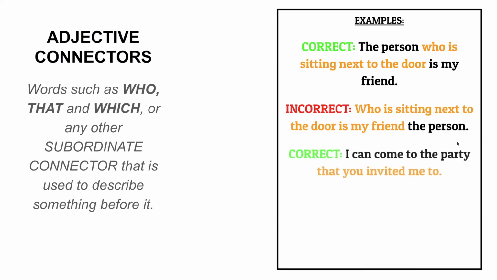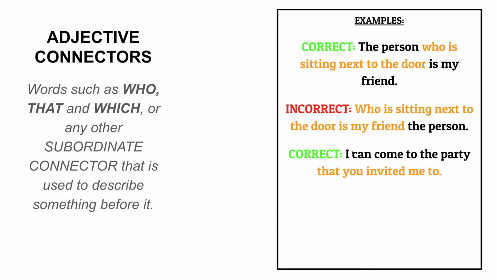Okay, here's one more example. So notice it says, I can come to the party that you invited me to. Now, again, if I just look at the part of the sentence that is the independent part, I can come to the party. Well, again, that sentence is perfectly fine. It's correct. But I added this information to tell us specifically which party are you talking about? Oh, the party that you invited me to. So in this case, it's telling us, well, okay, which party are we talking about?